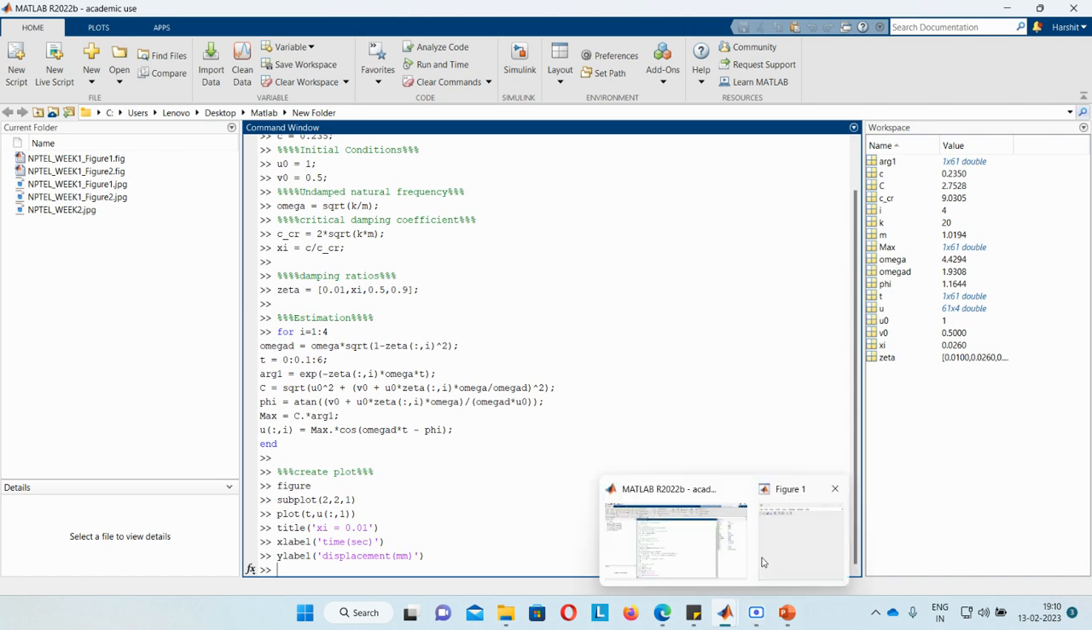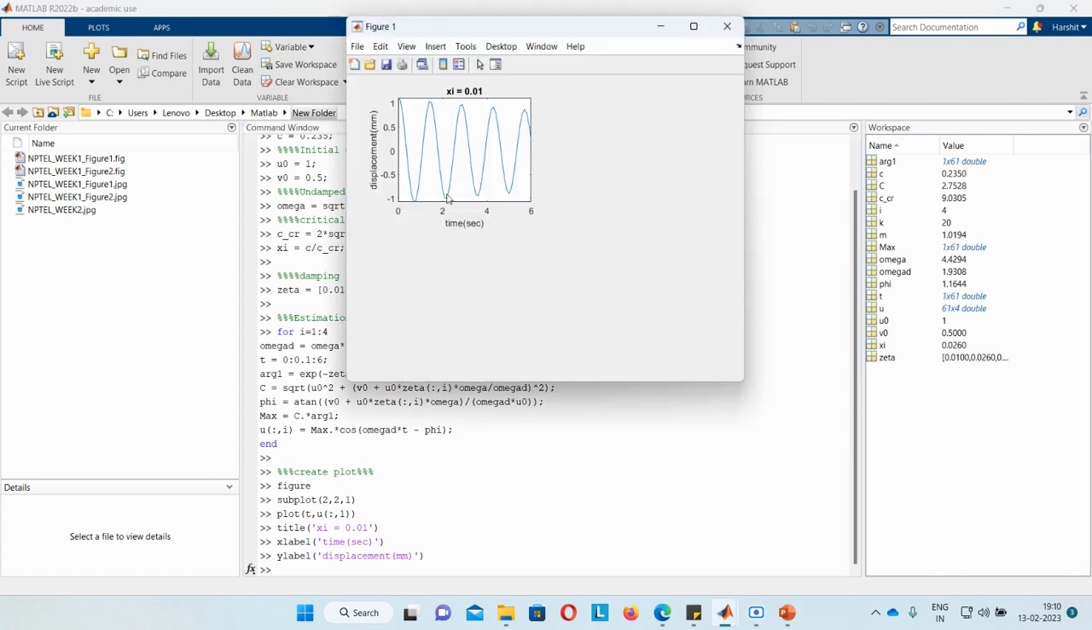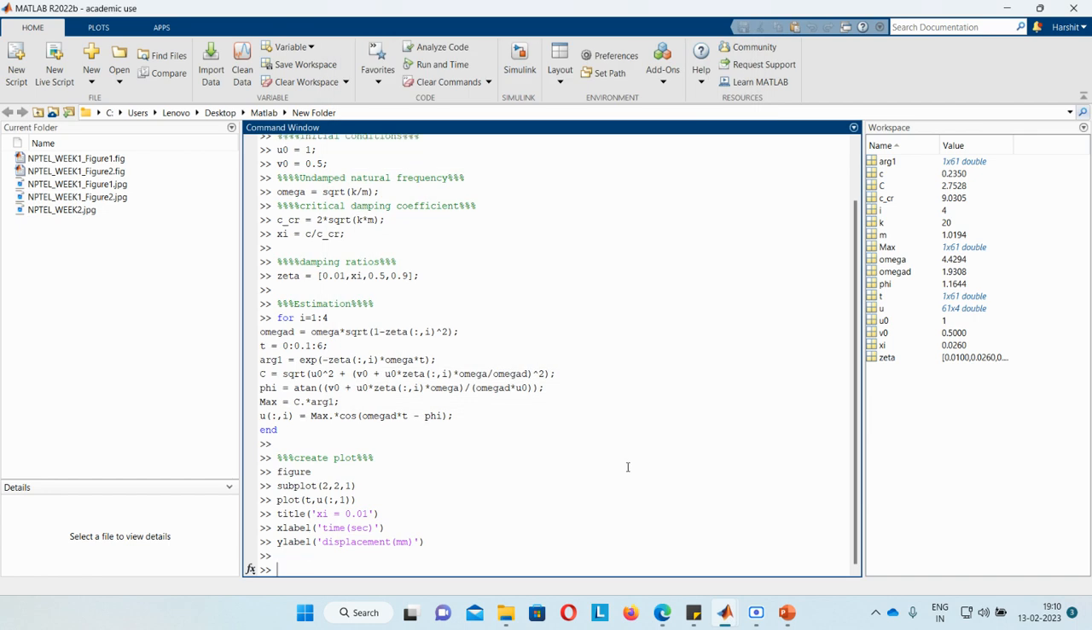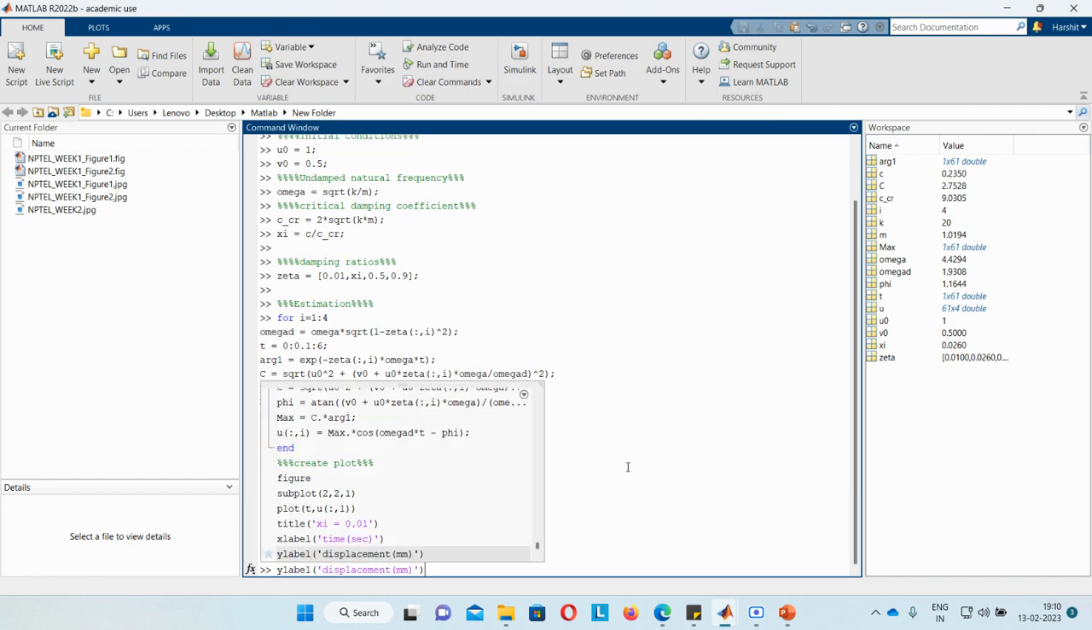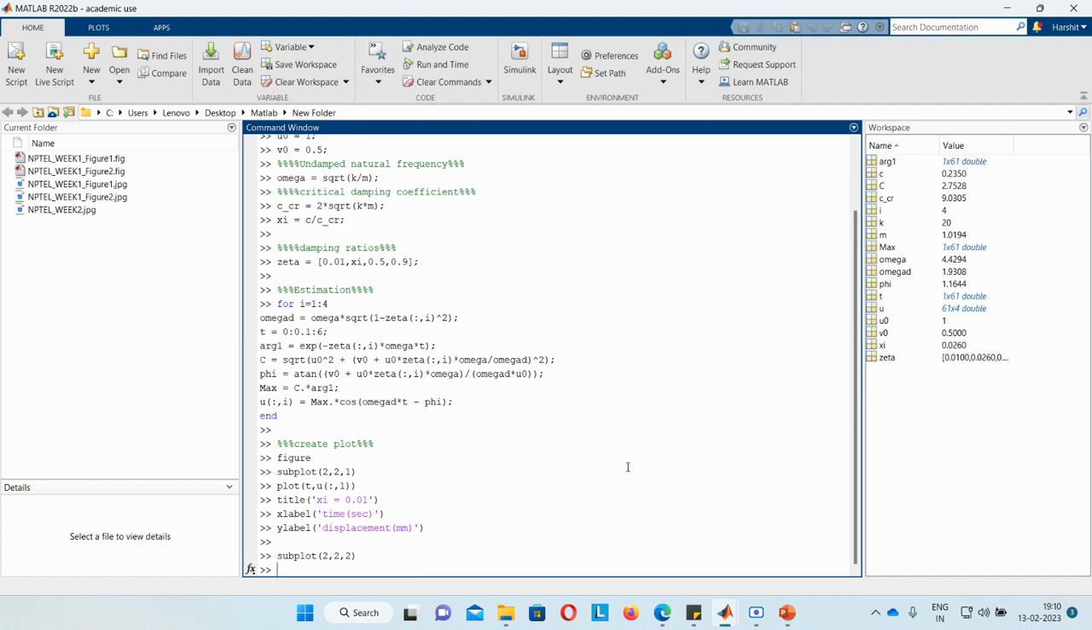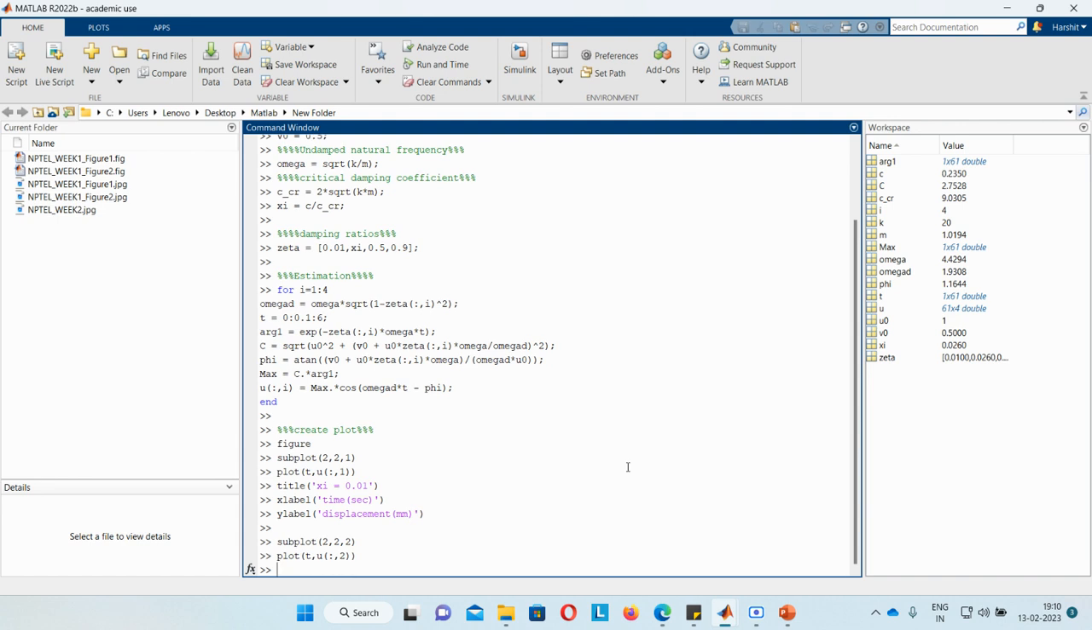You can see here the figure is divided into four parts and we have plotted the first. Now we'll see the second, third, and fourth. Just simply press the up arrow of your keyboard and you can go on with the changes. So subplot 2 comma 2 comma 2, so it will be the second unit. In the second unit we need the second displacement time curve, so I will just change 1 to 2.